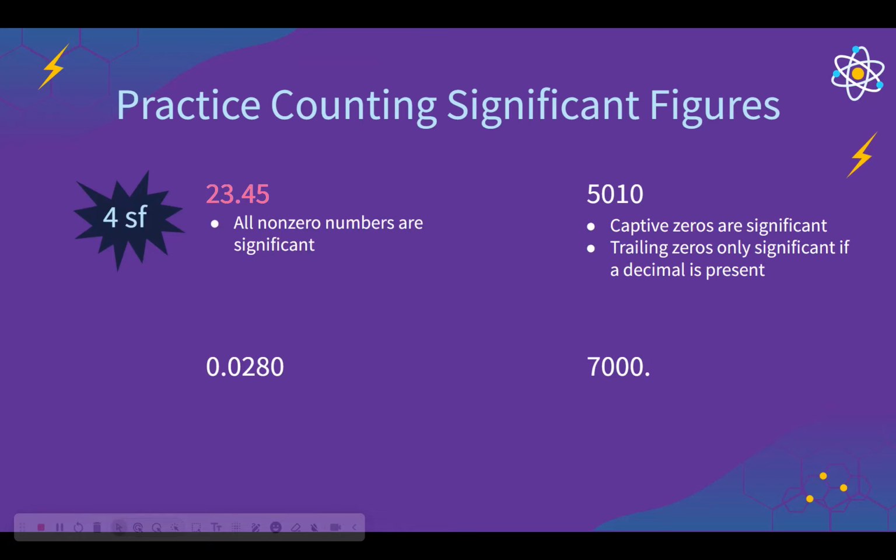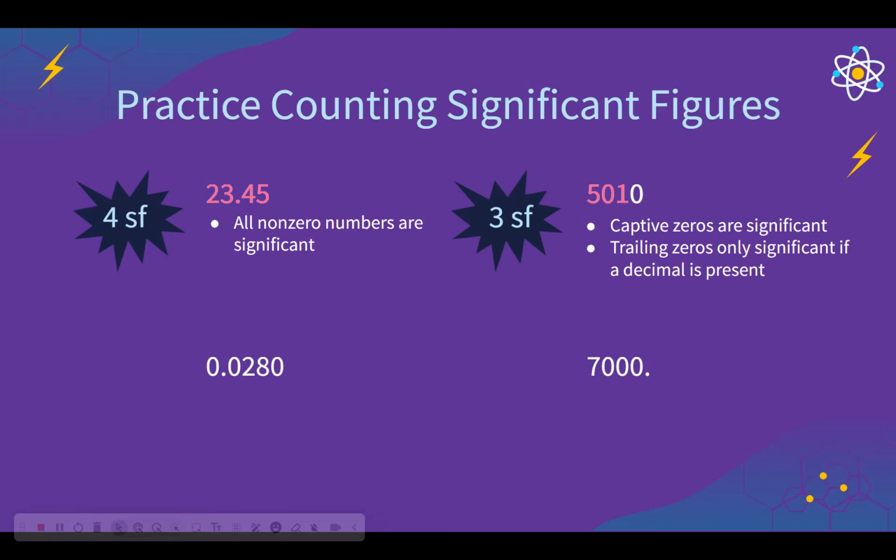All right. Let's look at 5,010. There are 2 types of zeros here. There's a captive 0, the 0 between the 5 and the 1, so that counts as significant. And then we have a trailing 0. And the trailing 0, there's no decimal in the number, so that trailing 0 does not count. So this number has 3 sig figs, the 5, the 0, and the 1.